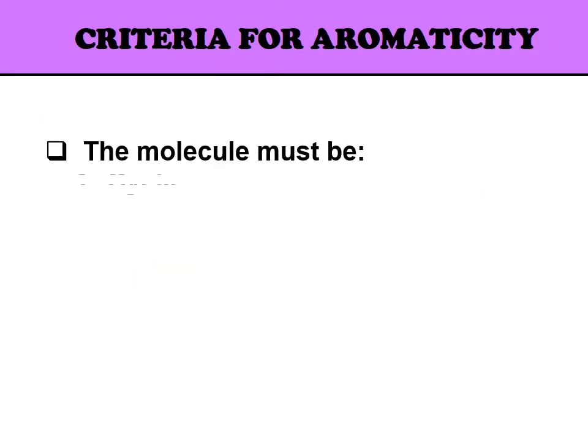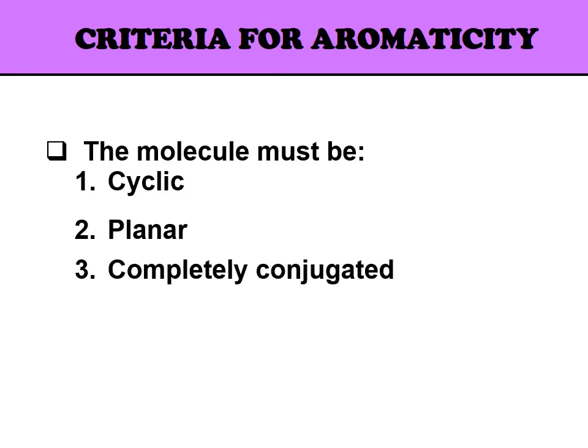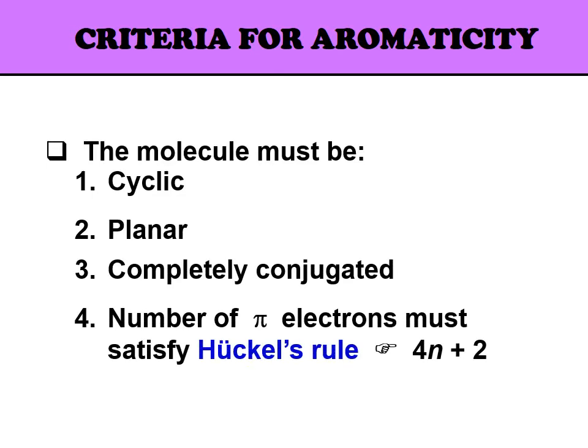So there are 4 criteria for aromaticity. The molecule must be cyclic, which means it must be in a ring structure, planar, completely conjugated, and also the number of pi electrons must satisfy Huckel's rule, which we will write as 4n plus 2.